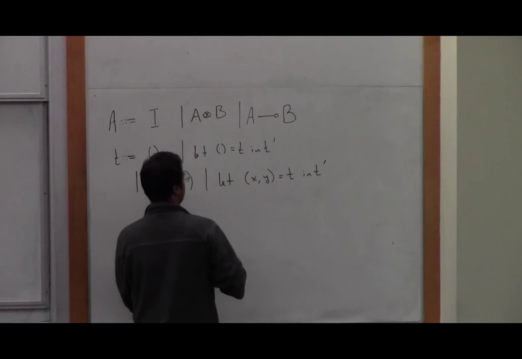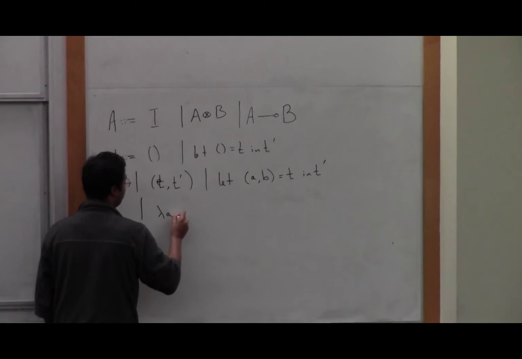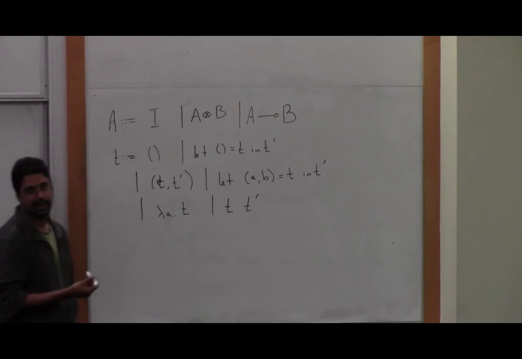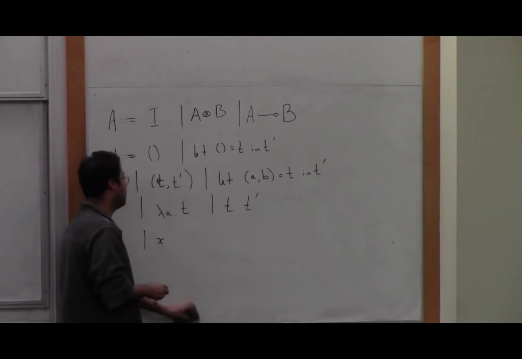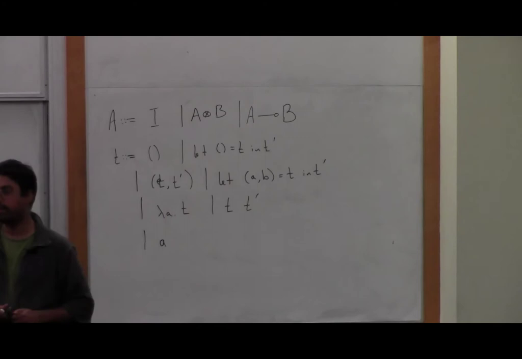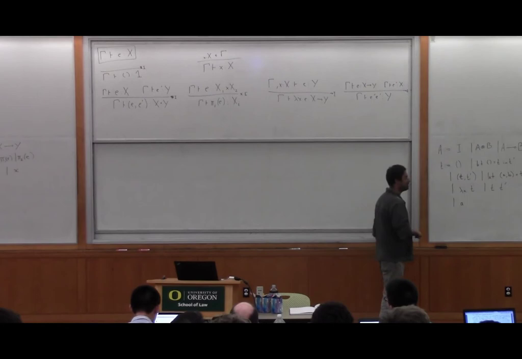Actually, let me change the names of the variables. I'll write little a and little b for variables on the linear side. And we'll also have a function space and an application. And this will look exactly like the function space and application on the intuitionistic side. And just as before, we'll also need a variable rule. So, for the intuitionistic case, I wrote some syntax on the left-hand side, and then put some typing rules in the middle. So let's do the same thing for the linear calculus as well.